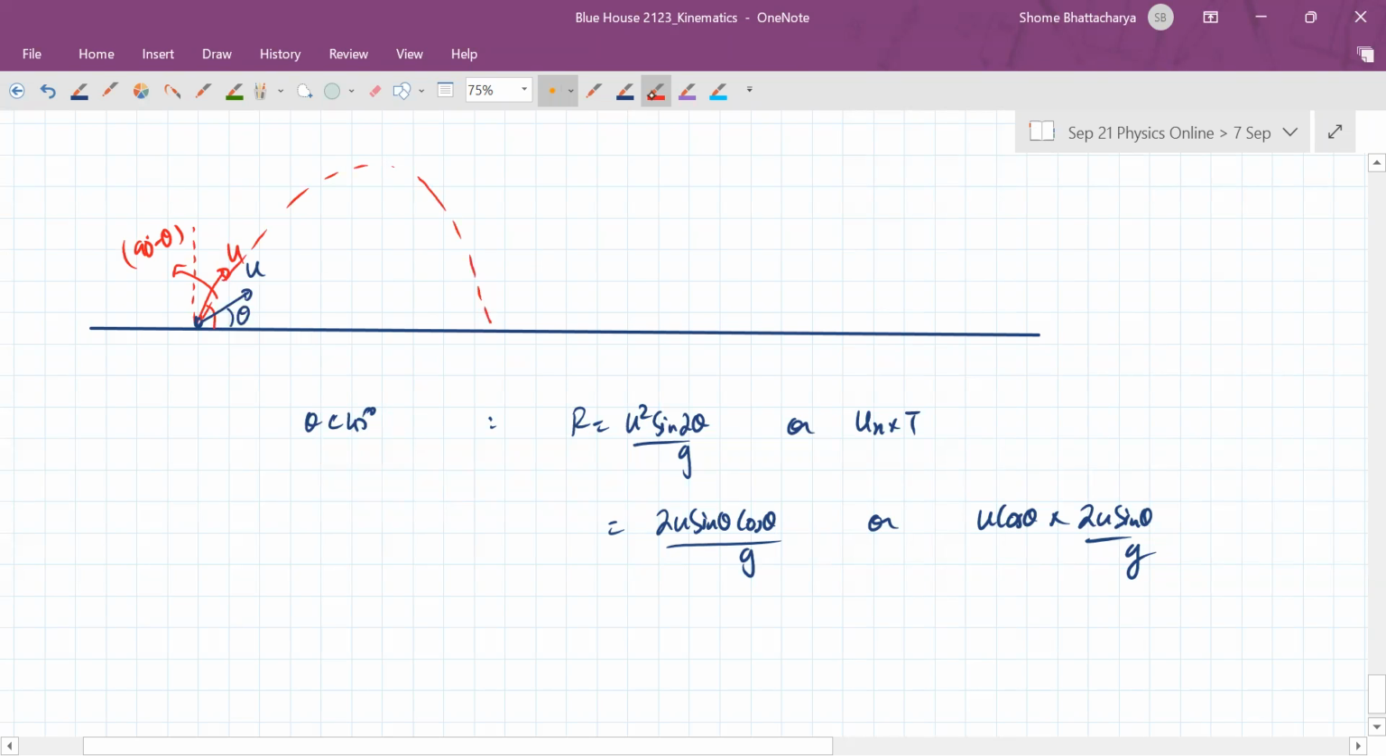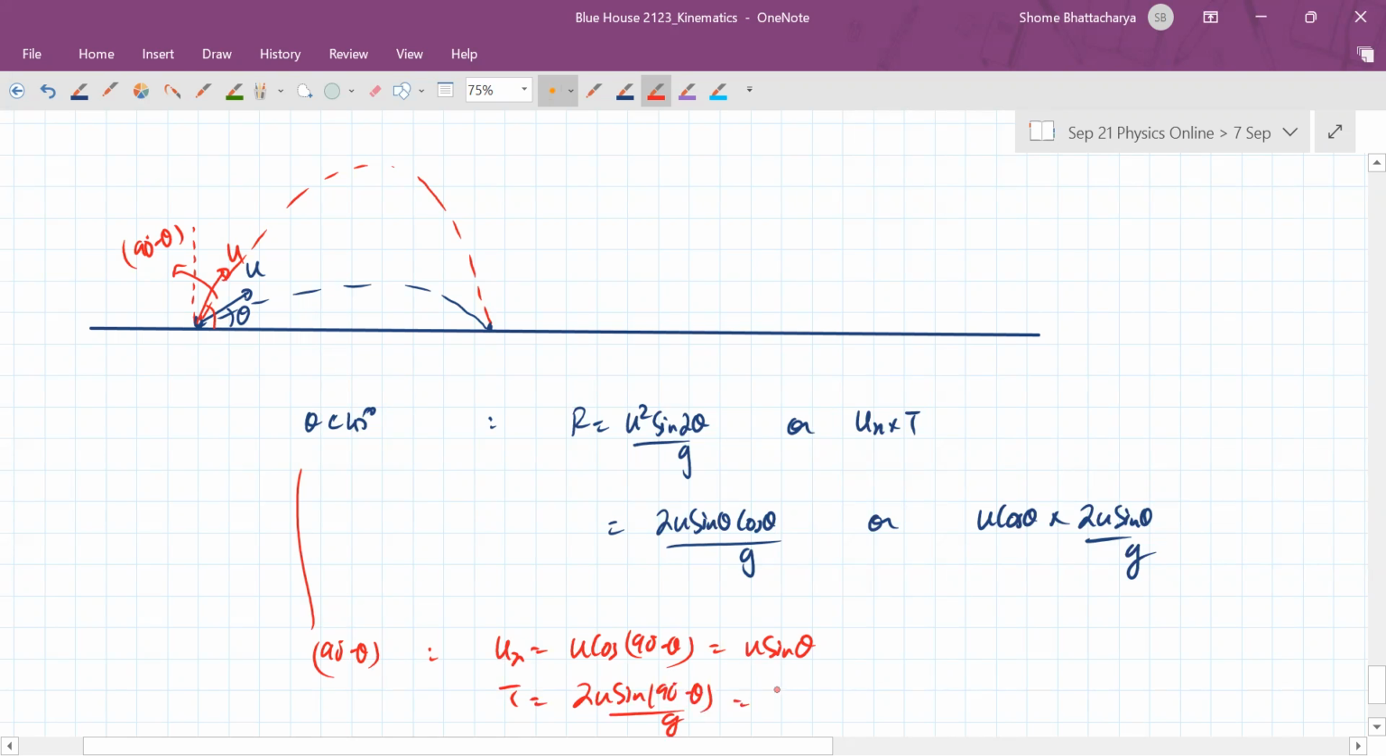So in this case, the range repeats itself. If you replace the projection angle with 90 minus theta, now your horizontal velocity is u cos 90 minus theta, which is u sine theta, and your time of flight is 2u sine 90 minus theta divided by g. So it is 2u cos theta by g. But your range, which is ux into time of flight, remains the same.